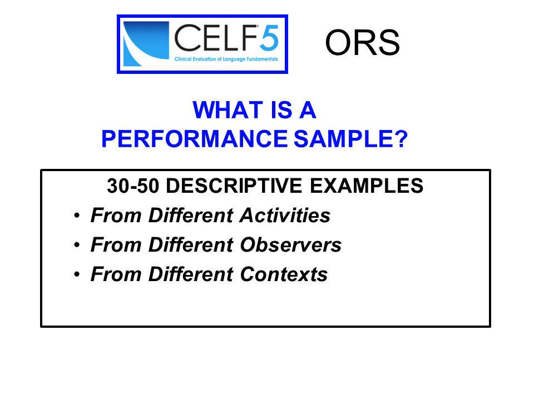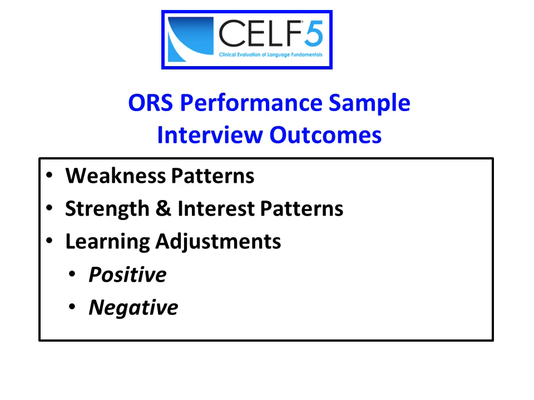So what's a performance sample? Now this is simple. It's 30 to 50 descriptive examples that you basically get of his classroom performance. Usually you get these by having them fill out the ORS and give good examples, and then you have the interview and talk, and you take notes on it, and then you observe the child yourself in context, and you write at least 30 to 50 good descriptive examples of the things the child is struggling to do, say, make, and use. Okay? So, the ORS performance sample and the interview outcomes are this. Here's what we're looking for. We're looking for weakness patterns in the child.